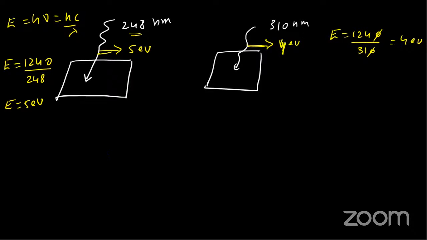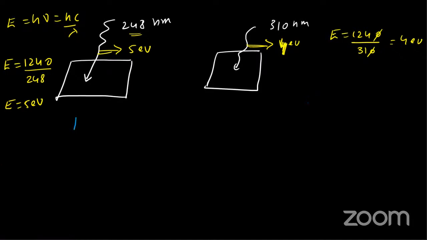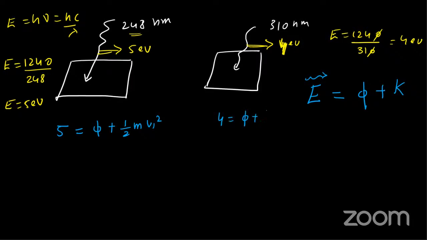Simple. Now let us write Einstein's equation. The energy of the photon will be used to remove the electron, plus kinetic energy. So here, the energy of the photon, 5, is equal to phi, the work used to remove the electron, plus kinetic energy, which is half m v1 square. And here, the energy of the photon is 4, and it will be used to remove the electron, plus the remaining will be used as kinetic energy, half m v2 square.